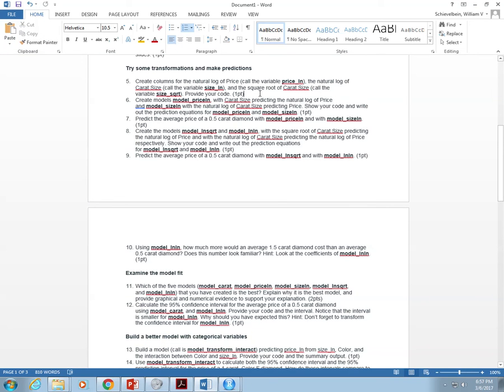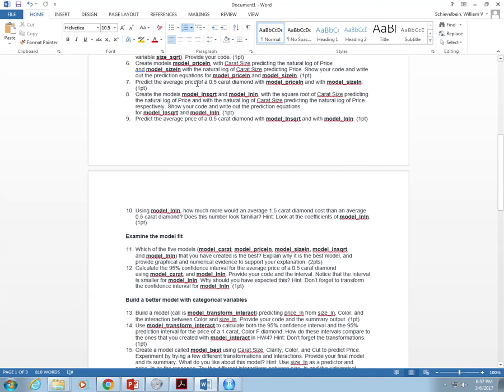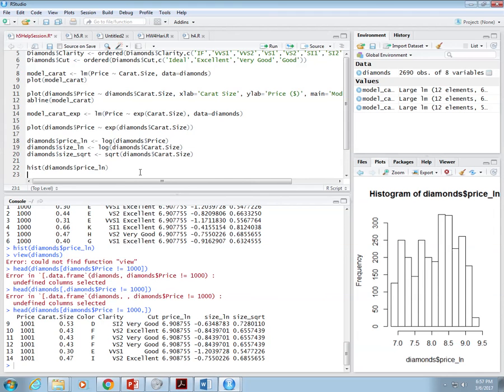So any questions on that? Just transformations real quick. So now we're going to make the actual models. And it's just a lot of models here. But there is price log with caret size predicting the natural log of price. Size log with the natural log of caret size predicting price. And those are only two. So there's a lot of models in this homework.